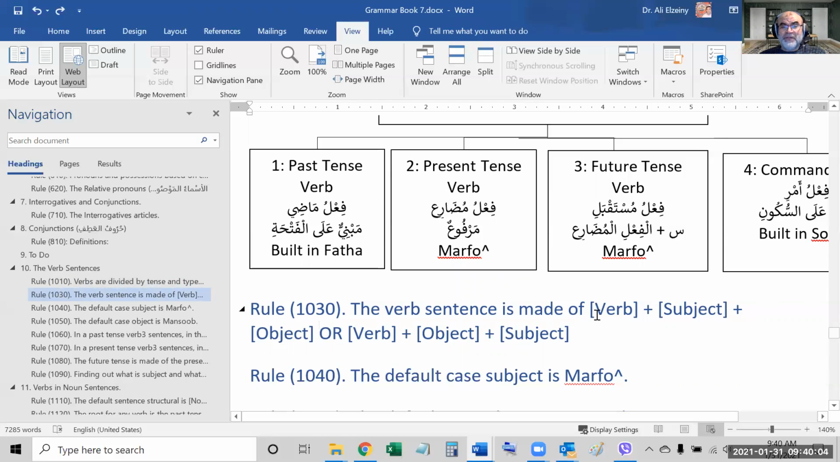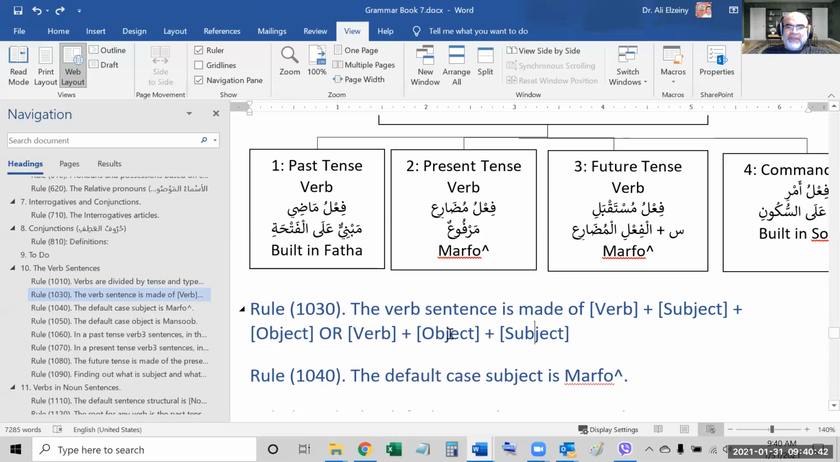Verb sentence is made of verb, subject, object, or alternatively, verb, object, subject. So we're allowed to change the sequence. The verb has to always become first, but we can bring the object as number 1 and the subject number 2, or make the subject number 1 and the object number 2. So the subject and the object can exchange places.